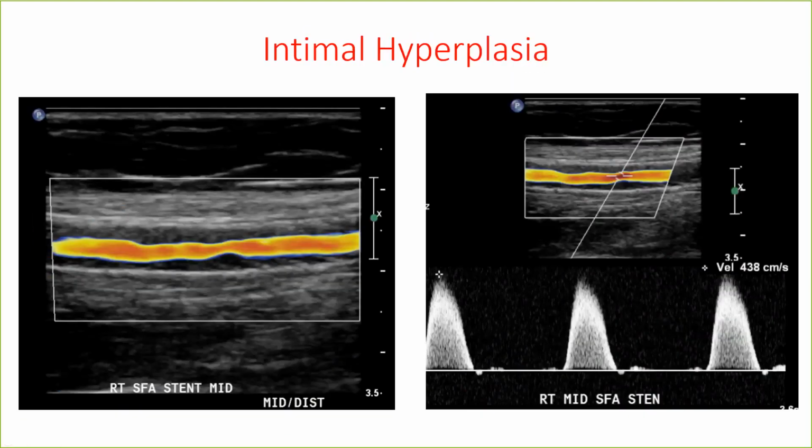This is an example of intimal hyperplasia, and an SFA stent is present here, and you can see that there's a lot of significant filling defect, which is related to intimal hyperplasia. And on power Doppler, you can actually see the lumen that has blood flow in it. The peak systolic velocity over here is significantly elevated at 438, with monophasic appearing pathological waveforms.